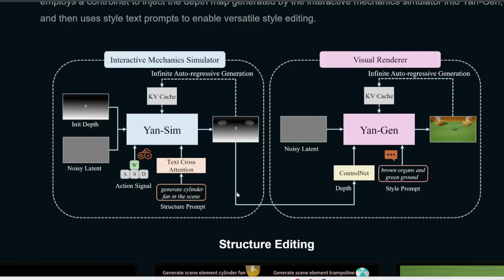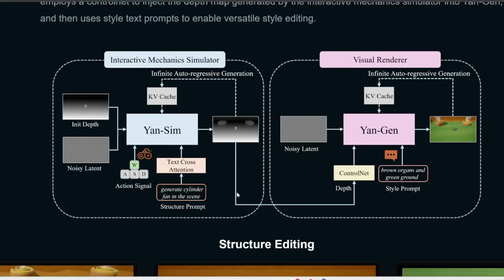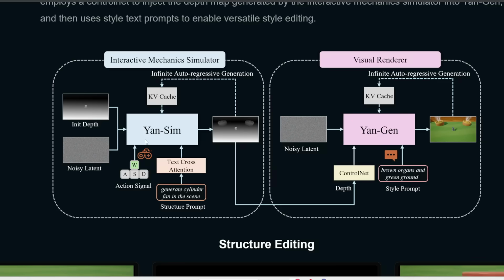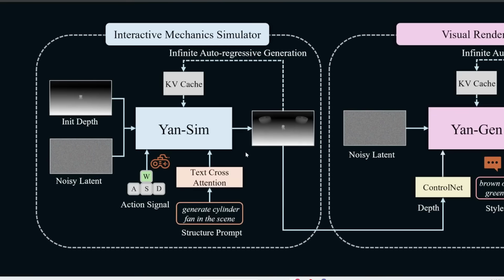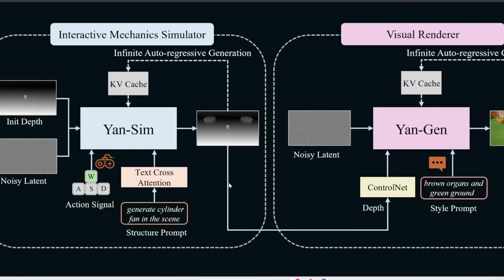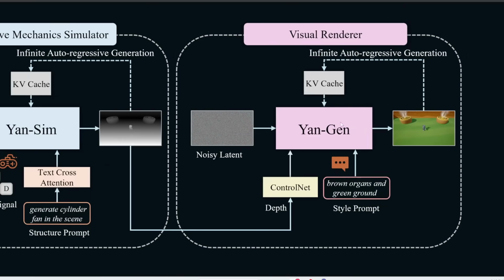Now, the reason why this is so good and physically correct is due to its architecture. So it consists of these two components, YanSim and YanGen. So YanSim actually simulates the 3D world. In other words, it actually simulates the mechanics and the depth and the physics of everything. And then it uses ControlNet and plugs it through YanGen, which is actually the video generator. So this is in charge of generating the interactive video from the text or image prompt.